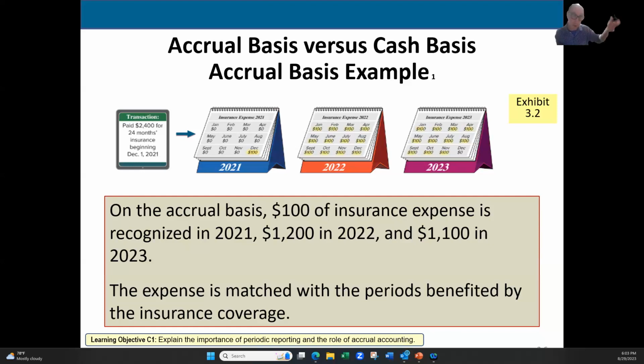What that does is it takes the $100 out of prepaid insurance, it puts it into insurance expense. That's because I consumed that month of insurance. You see, I'm recognizing the expense that the insurance covered. And I do that at the end of every single month for that 2-year period. That is accrual-based accounting.